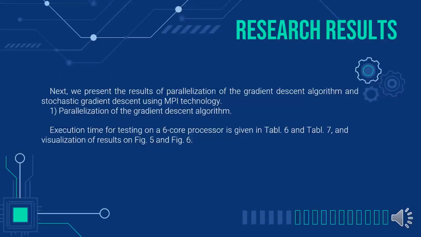We present the results of parallelization of the gradient descent algorithm and stochastic gradient descent using MPI technology. Parallelization of the gradient descent algorithm. Execution time for testing on a 6-core processor is given in Table 6 and Table 7, and visualization of results in Figure 5 and Figure 6.